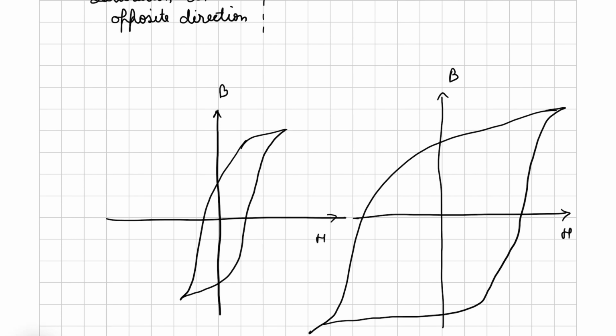Okay, so if the coercive force, the coercivity, is low, then this is called a soft magnetic material. And if the area of the hysteresis loop is pretty large, then this is called a hard magnetic material.